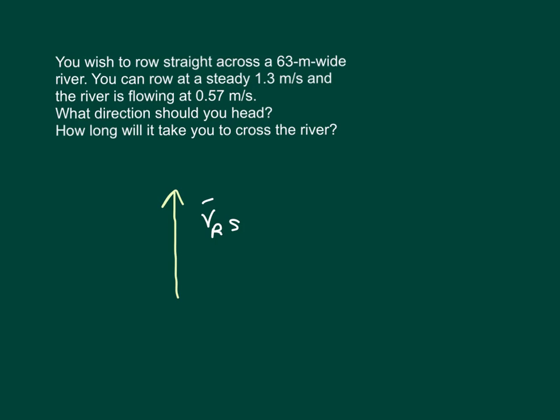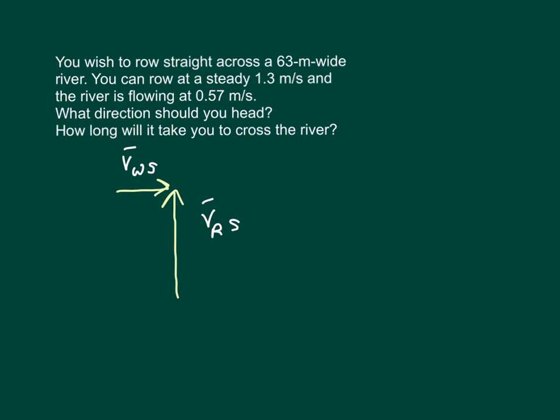We also know that the water is flowing, and let's assume if we're going straight across this way up, that the water is flowing to the right. And notice that its magnitude, 0.57, is a fraction of the magnitude of your rowing velocity of 1.3. So I'll try to get that length approximately correct. So that vector might look something like this. And this would be the velocity of the water with respect to the shore. Try to make that a W and an S.